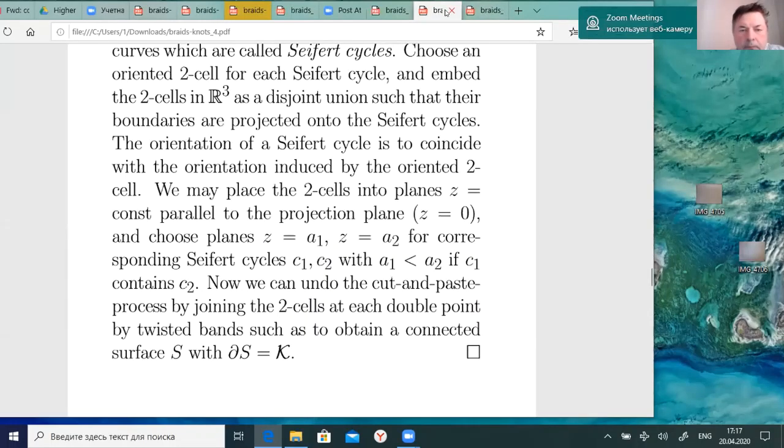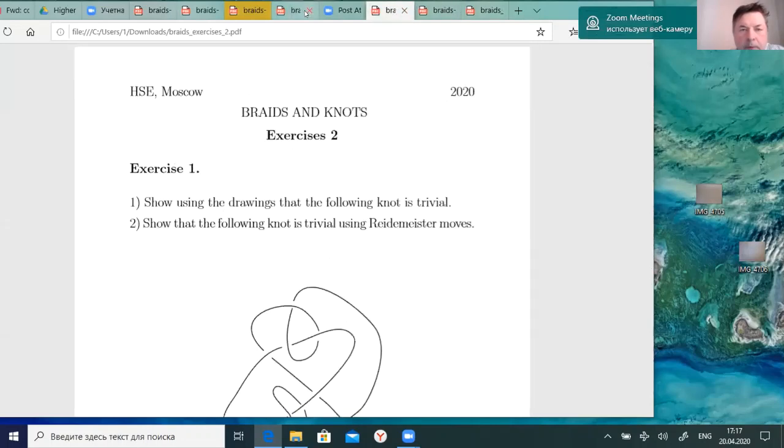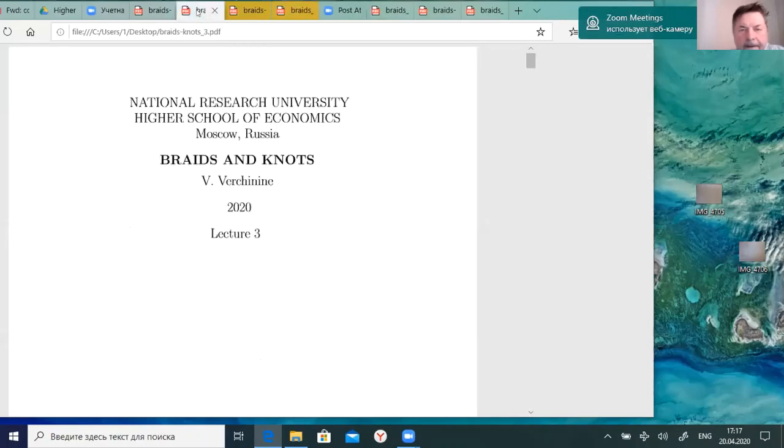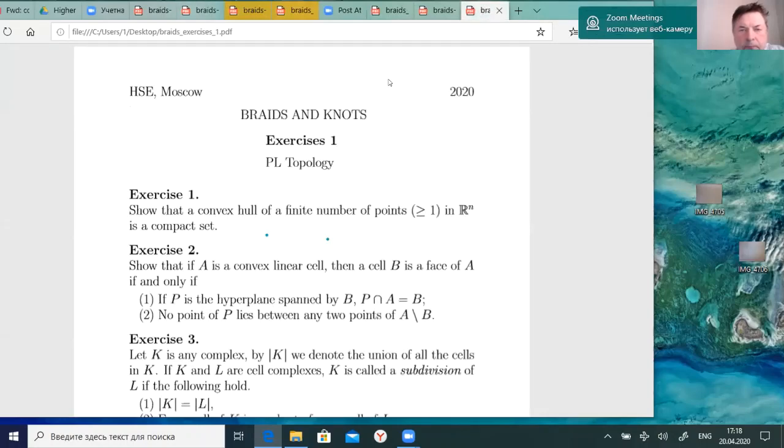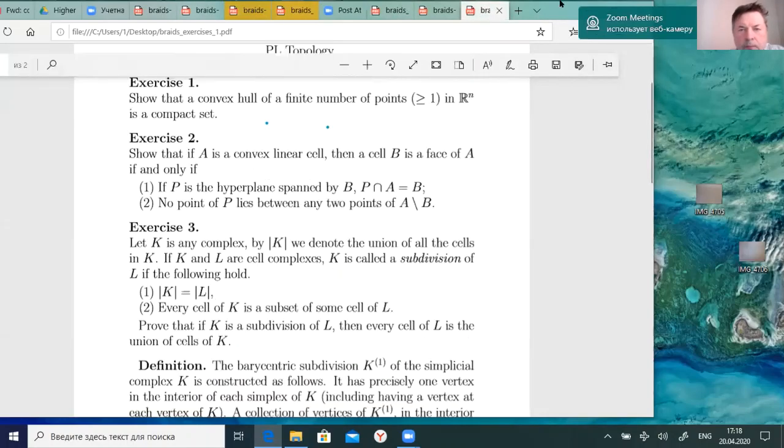So we want to show that the hyperplane spanned by B, its intersection with the convex cell is just B, but if we span something by B, all which will be out of B will be out of A as well. It will be out of the convex linear cell. So we have the first point.